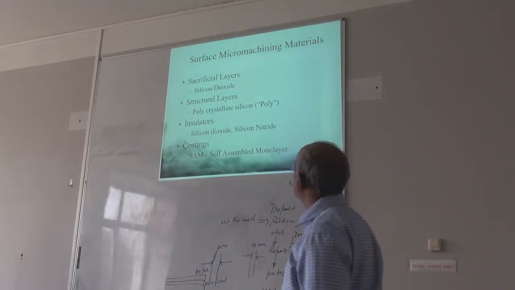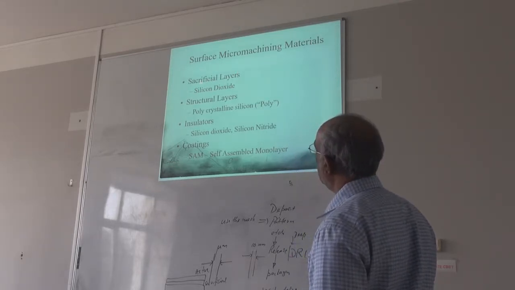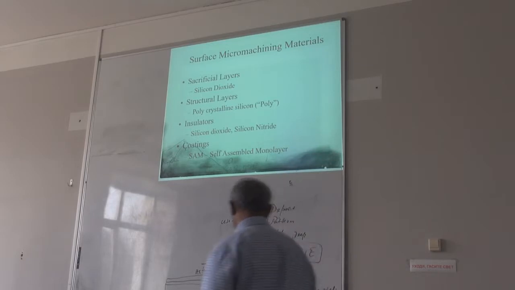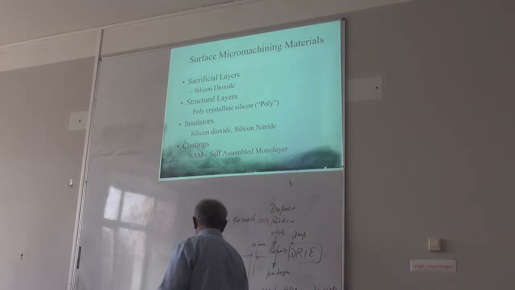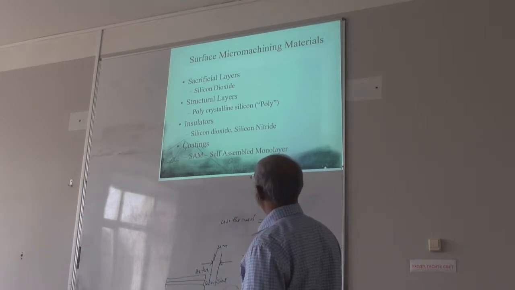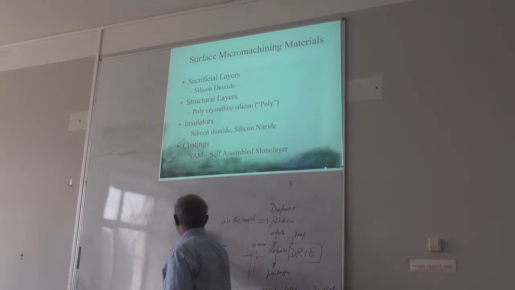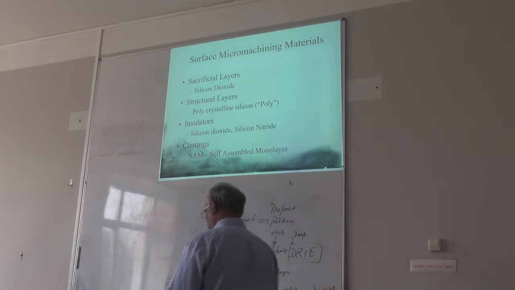Okay, so when we talk about surface micromachining, we use a sacrificial layer, mostly silicon dioxide. That's your sacrificial layer. Then the structural layer can be polysilicon, polycrystalline silicon. Insulators also can be silicon dioxide or even silicon nitride.